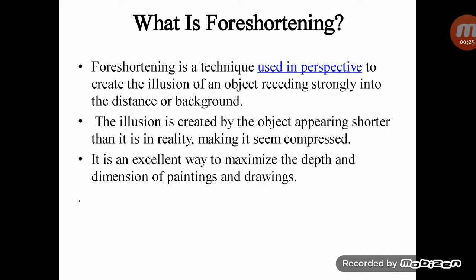Today our topic is about foreshortening. First of all, what is foreshortening? Foreshortening is a technique used in perspective to create the illusion of an object receding strongly into the distance or background. The illusion is created by the object appearing shorter than it is in reality, making it seem compressed. It is an excellent way to maximize the depth and dimension of paintings and drawing.